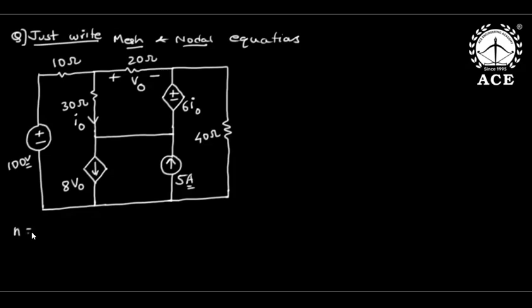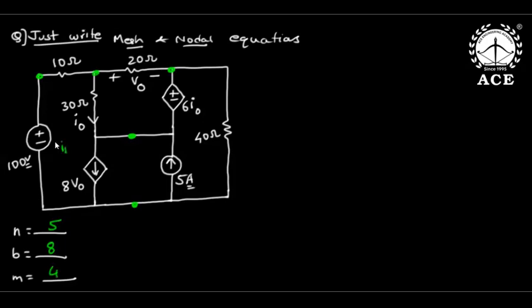Now, again, how to start? See how many nodes, how many branches, and how many meshes. If I observe, this entire thing is one node, this is 2, this is 3, this is 4, and this together is 5. Nodes are 5. Branches: 1, 2, 3, 4, 5, 6, 7, 8. Branches are 8. Meshes, obviously, 4 meshes are there.